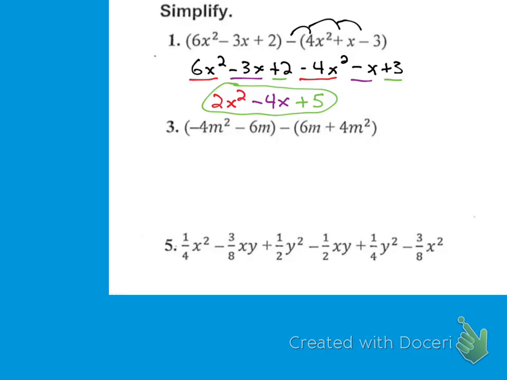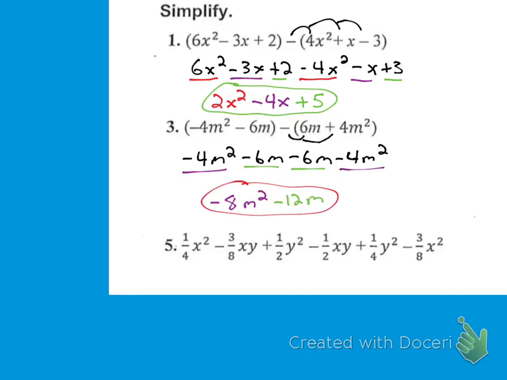Number 3. Distribute that negative. Negative 4m squared minus 6m minus 6m minus 4m squared. So that will give you negative 8m squared minus 12m. Good job. I got it.